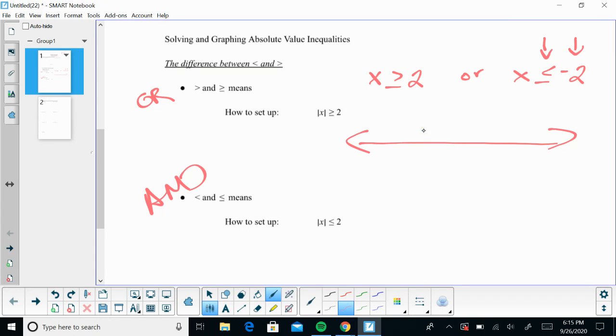Now when I do my graphing, I will have negative 2 and 2. They're both closed circles because we're talking about or equal to's. For x is greater than 2, I would shade to the right. For x is less than negative 2, I would shade to the left. This is an OR problem, so I'm shading all of the regions, and this would be my inequality.